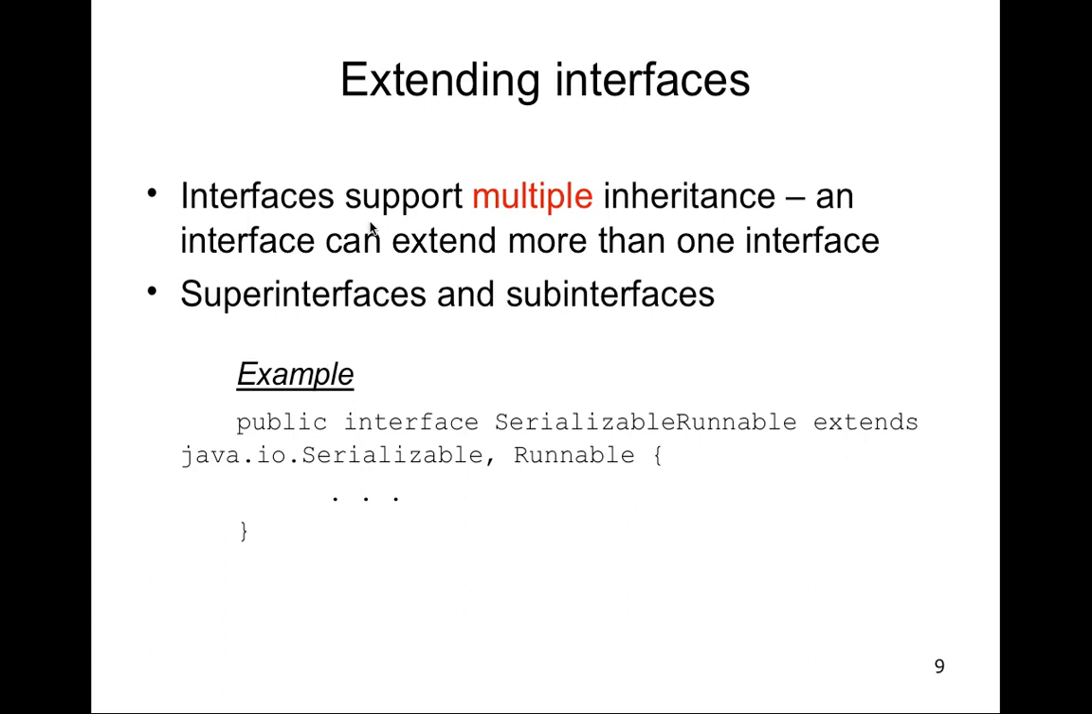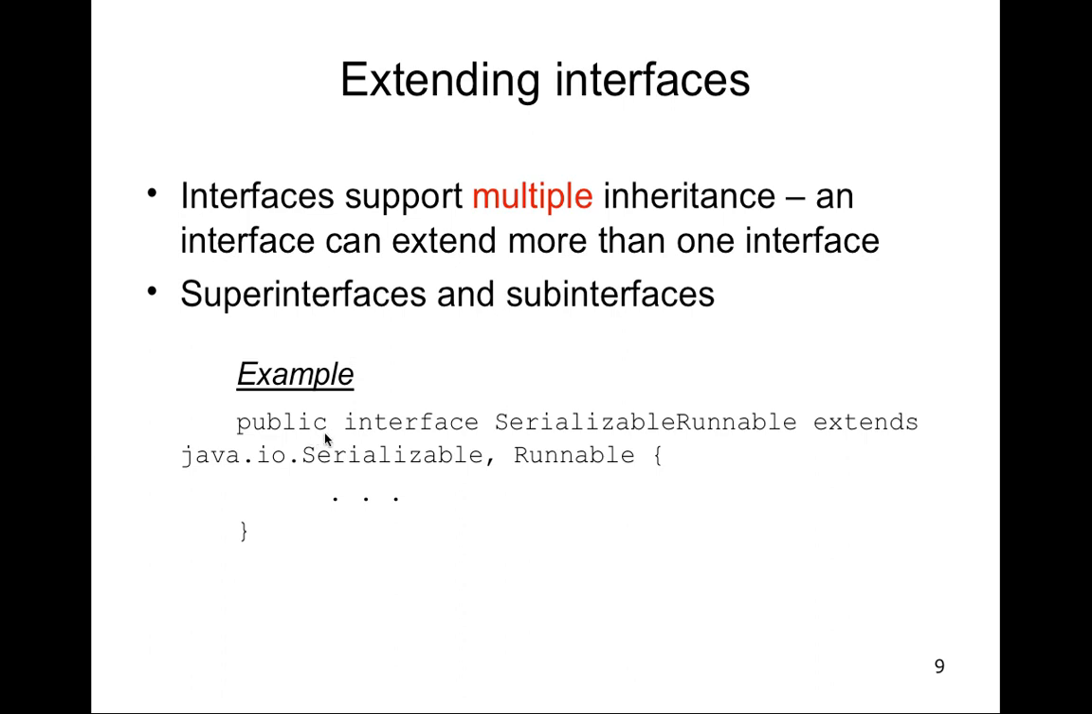So interfaces support multiple inheritance as well. So an interface can extend more than one interface. Where classes can only extend one class, interfaces extend multiple interfaces, just the same way as you can implement multiple interfaces inside of one class. So superclasses, super interfaces, and sub-interfaces exist.